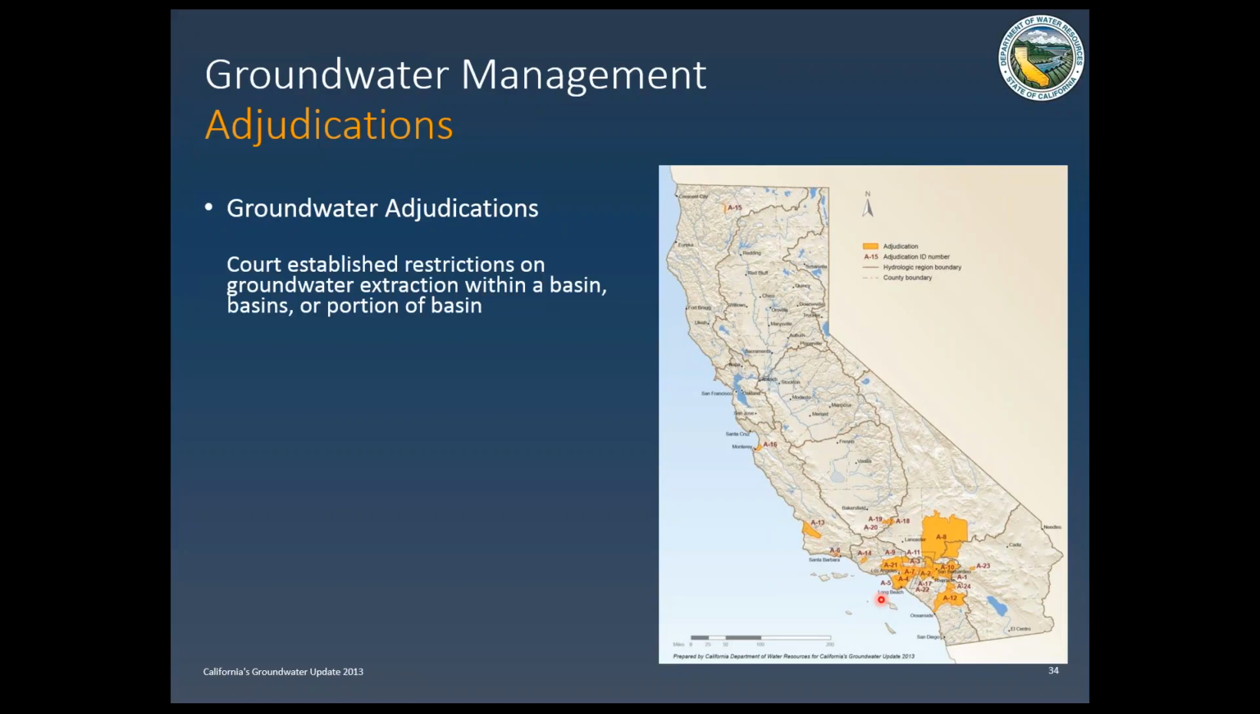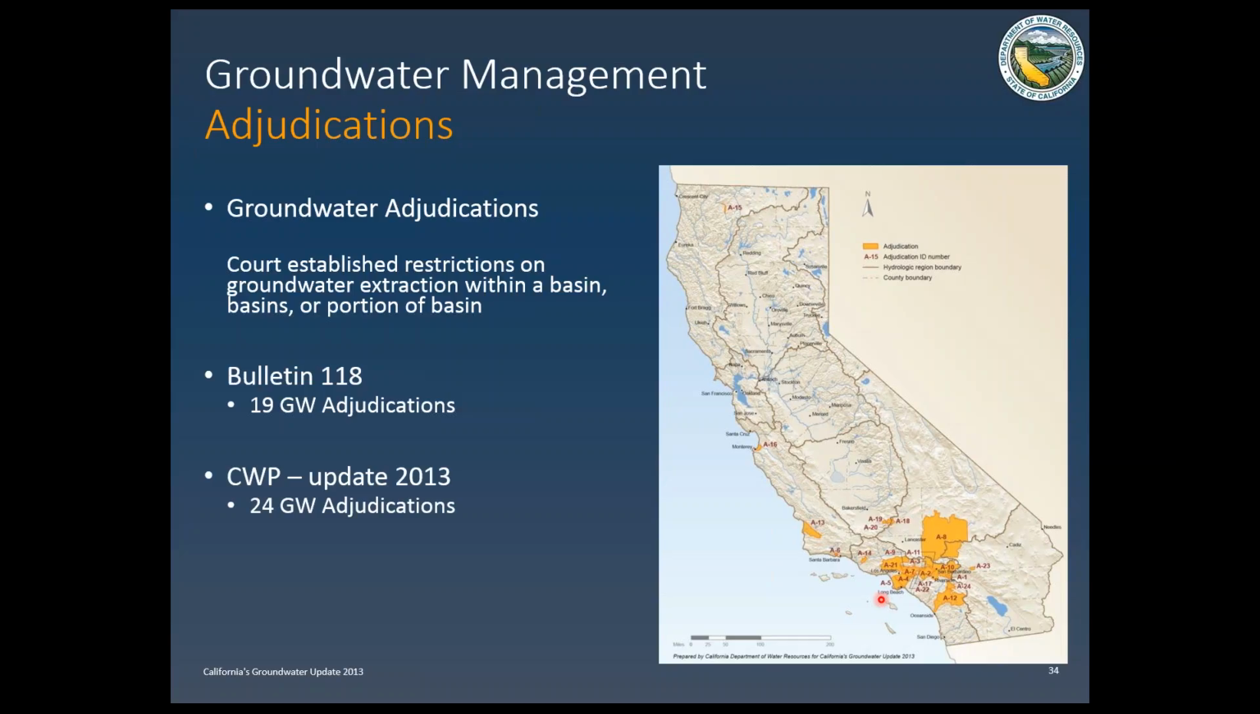We tend to like to say there's 24 adjudicated basins, but really there's 24 groundwater adjudications because there are more basins than 24. Bulletin 118 identified 19 groundwater adjudications. Like I said, we use Bulletin 118 as a good starting point for a lot of the work we did for this particular report. And in California Water Plan Update 2013, we increased that number to 24. There are probably 2 or 3 more out there that are pending, but until they actually finalize their adjudication, they're not on the list at this point.